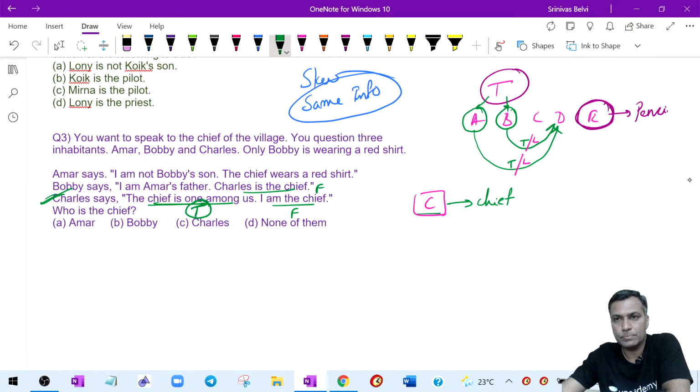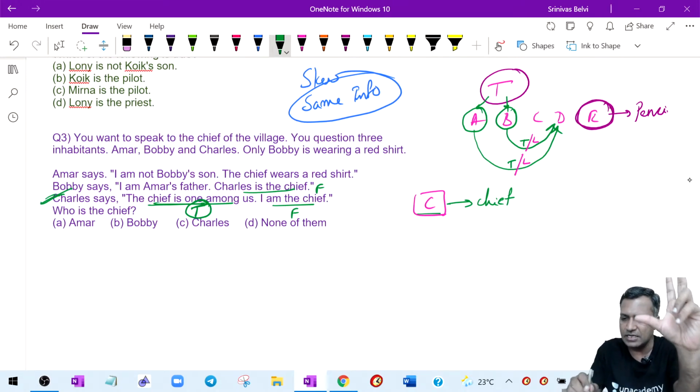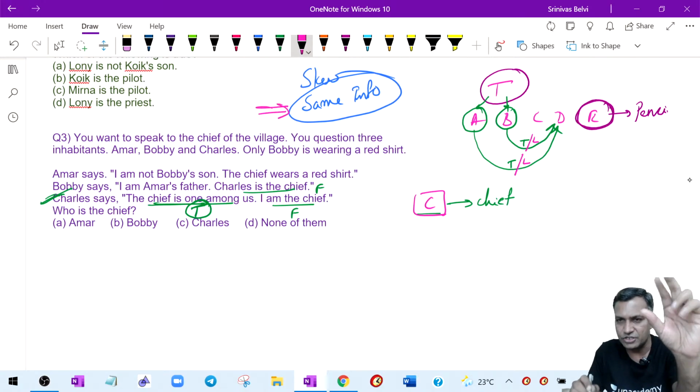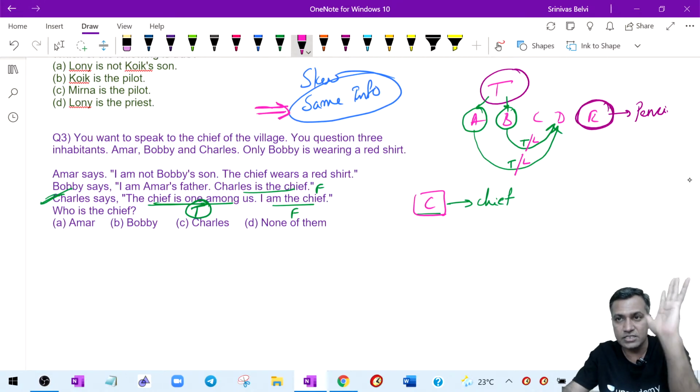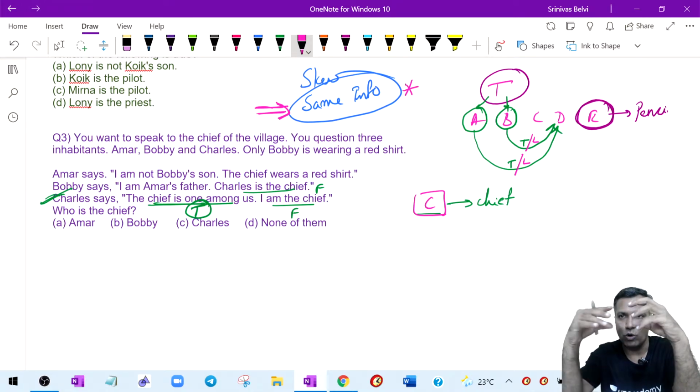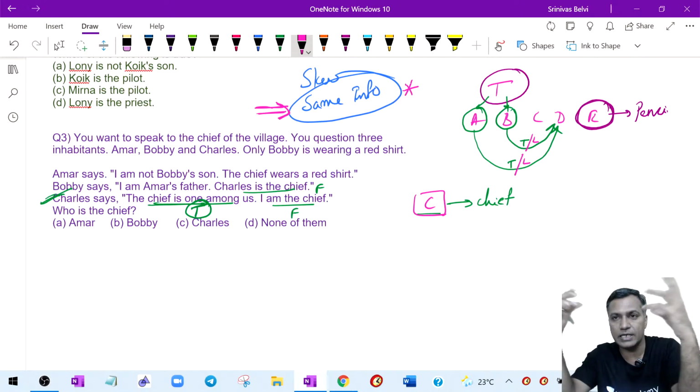Clear? You understood the opening point. It's a very simple puzzle. I'm not interested in the puzzle. The puzzle is one side. I'm interested in understanding the same information. That is the message. Same information is important to me. This point is important because when I open up to the bigger ones, that becomes important.